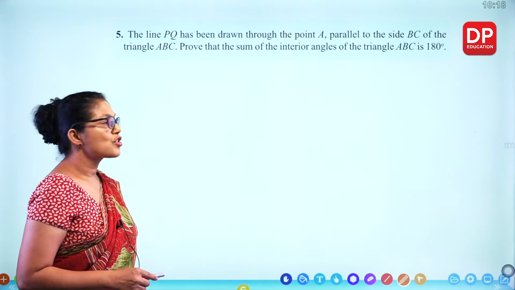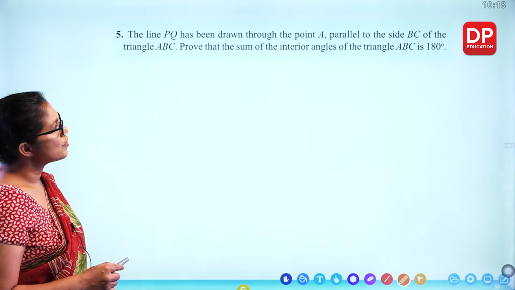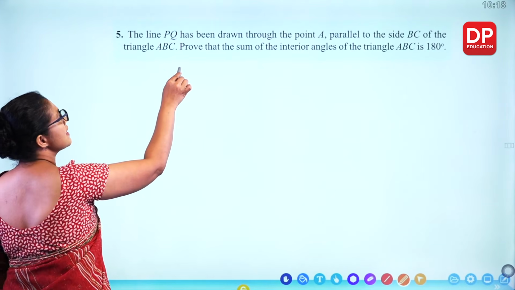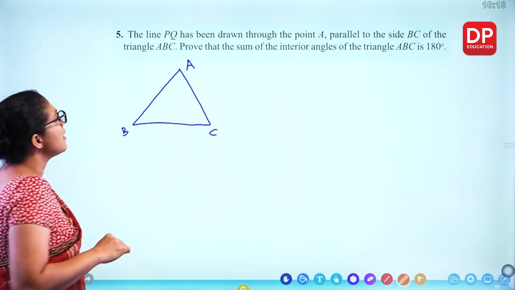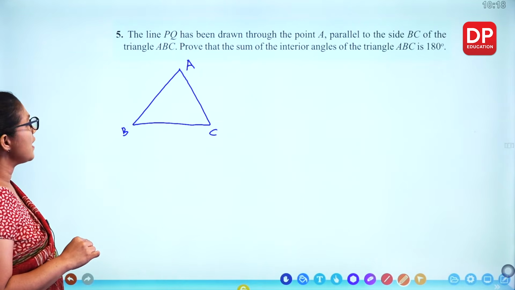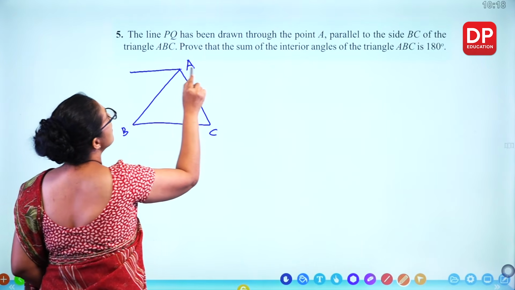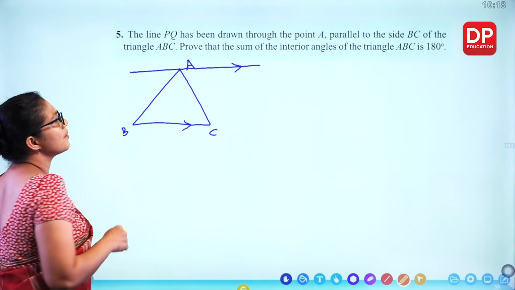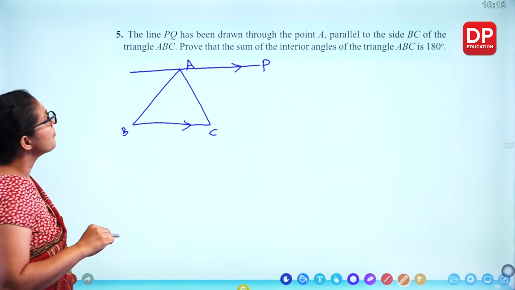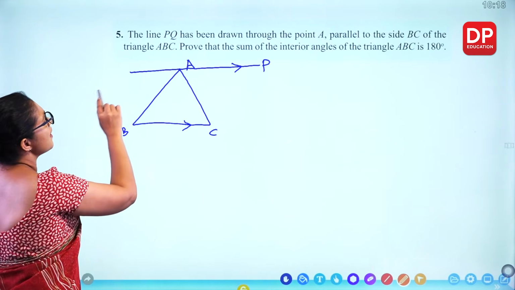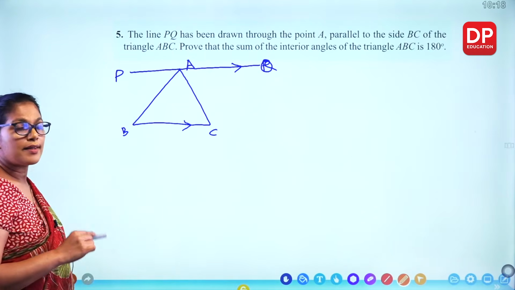We'll take the last question. It says the line PQ has been drawn through the point A parallel to side BC of the triangle ABC. So there's a triangle ABC. The line PQ has been drawn through the point A parallel to side BC. So somewhere, a parallel line to this one. So somewhere there, P. This is P and this is Q. The PQ line is somewhere there.